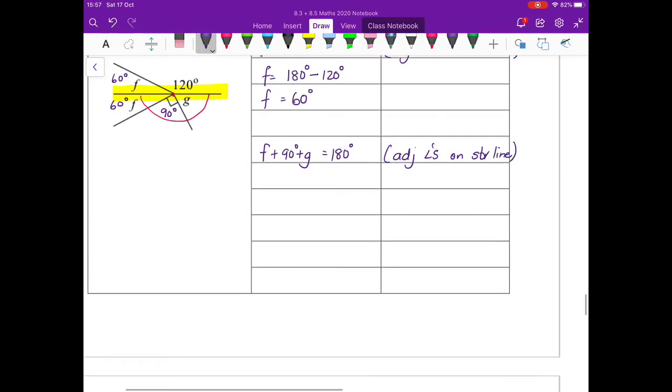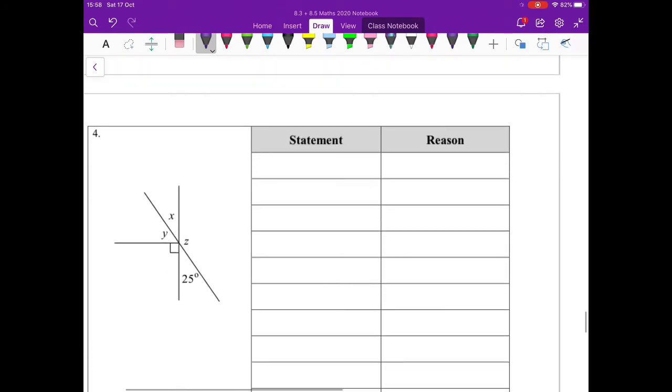Right, now I'm going to solve. F was 60, so I can go 60 degrees plus 90 degrees plus G equals 180 degrees. 60 and 90 is 150, so 150 degrees plus G equals 180 degrees. I'm going to subtract 150 from both sides, balancing my equation to get G on its own. So G equals 180 degrees minus 150 degrees. So G equals 30 degrees. And now you've solved for all the variables. Let's look at the last one.